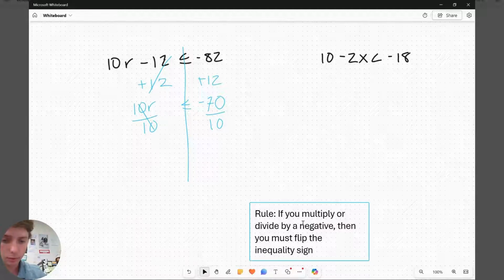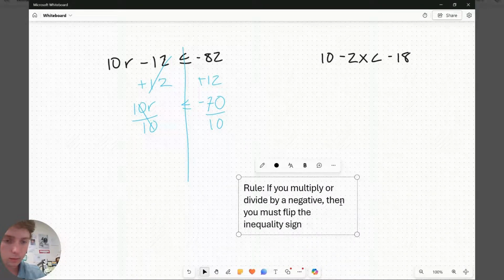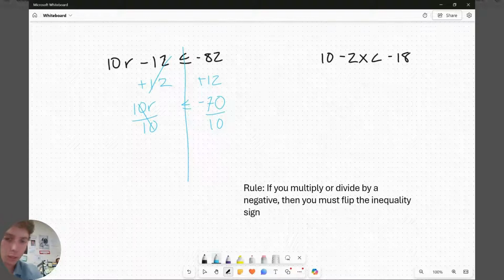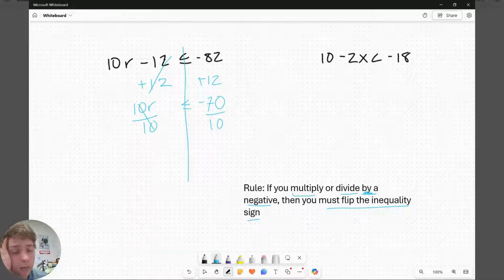Okay, let me move that up a little bit first. Okay, there's our rule a little bit higher for us, so now we can see it. The rule states if you multiply or divide by a negative, you must flip the inequality sign. Well, this problem's a good example to look at because right now we're dividing by 10 on both sides. And what a lot of people do is they look at that negative that's on the 70 right here, but we need to pay attention to the wording of this rule.